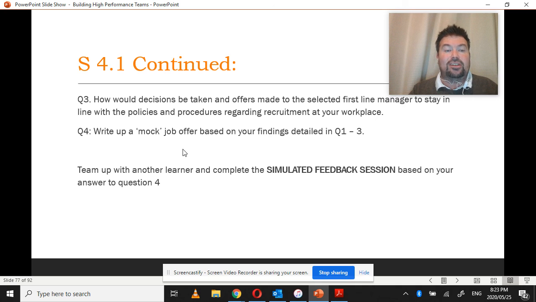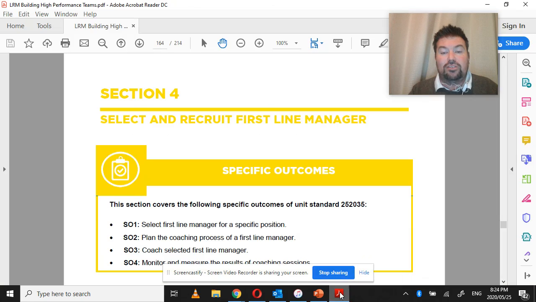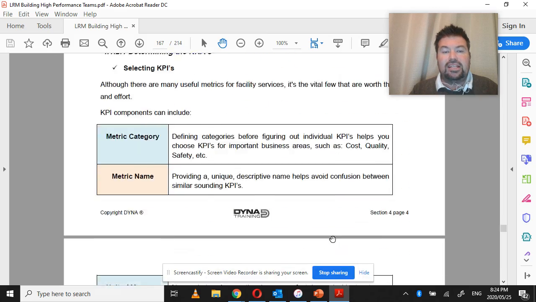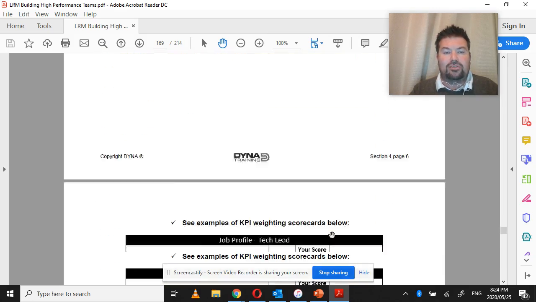Right at the end, you're going to team up with another learner and you can complete a simulated feedback session. So you're going to give them this job offer. They look through this job offer and they're going to give you some feedback based on what you've just written. So you're going to team up with another learner, do the simulated feedback session, and that's going to be them marking you. And then remember, right at the end, everyone signs and everyone dates. Okay. So that's what you've got. That's the first section, 4.1, getting to your formative and then moving into your summative.